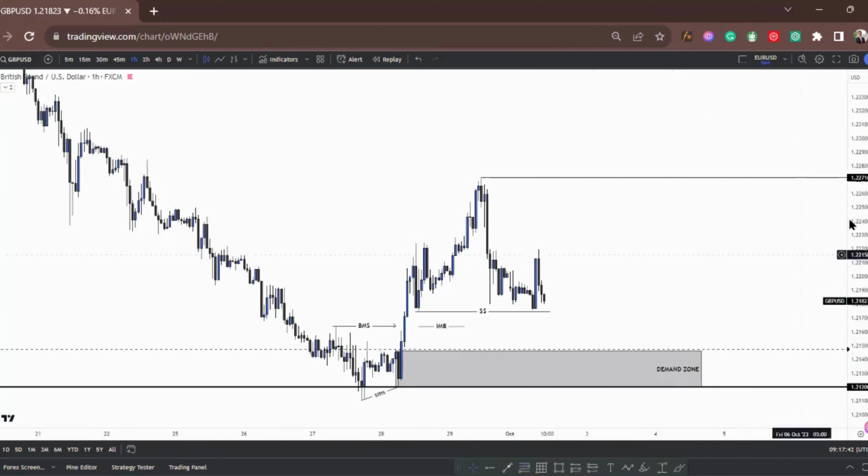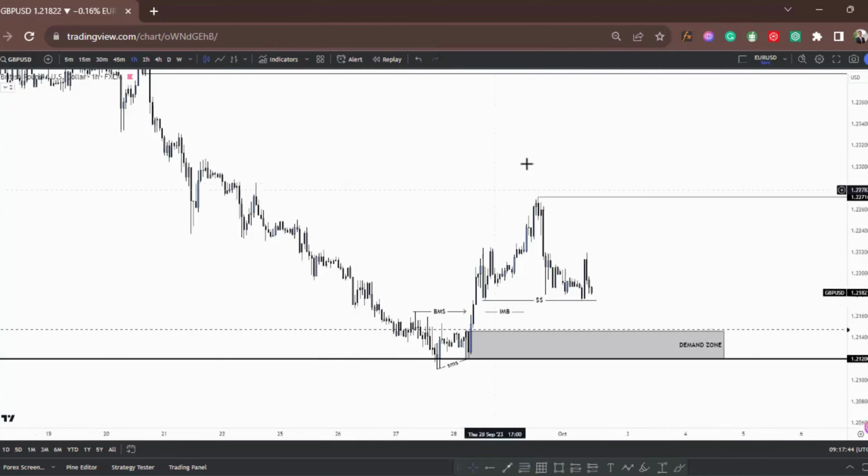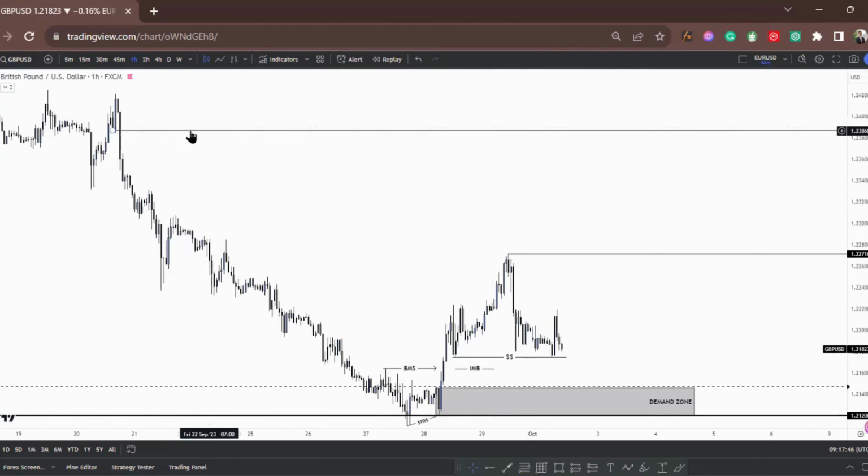For target on GBP USD, our first target is going to be this particular level. If we get the opportunity to go for longs, our first target is going to be here. Our second target is probably going to be this huge supply area with imbalance. Okay, so we have quite a number of pips to actually capitalize on.